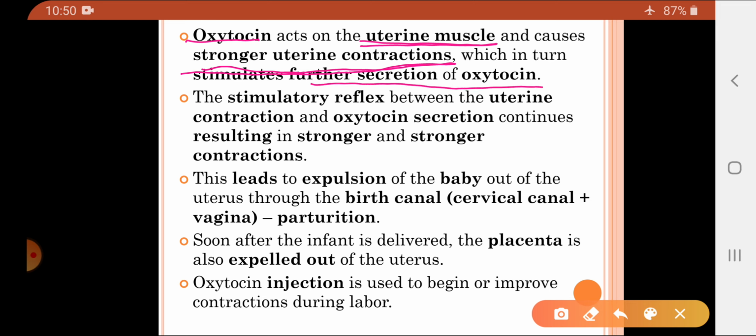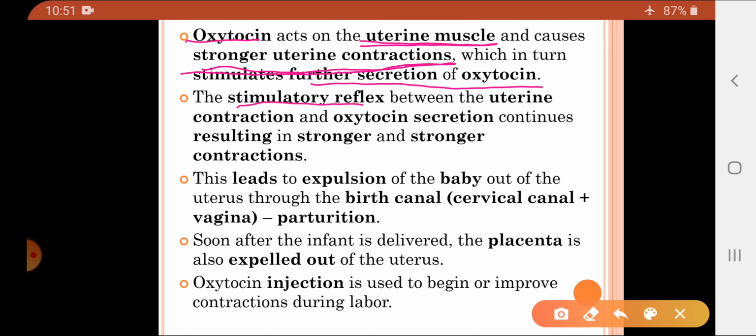Students, are you getting my point? Initial contractions were mild contractions. These mild contractions resulted in the secretion of oxytocin from the maternal pituitary gland. Now, the release of oxytocin will act on the uterine muscles, and these muscles of the uterus undergo stronger contractions. Due to the stronger contractions of the uterus, more and more oxytocin will be secreted. More oxytocin, stronger and stronger contractions.